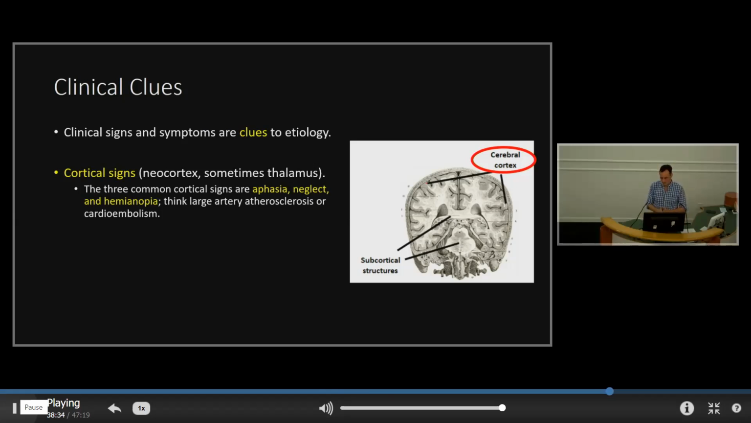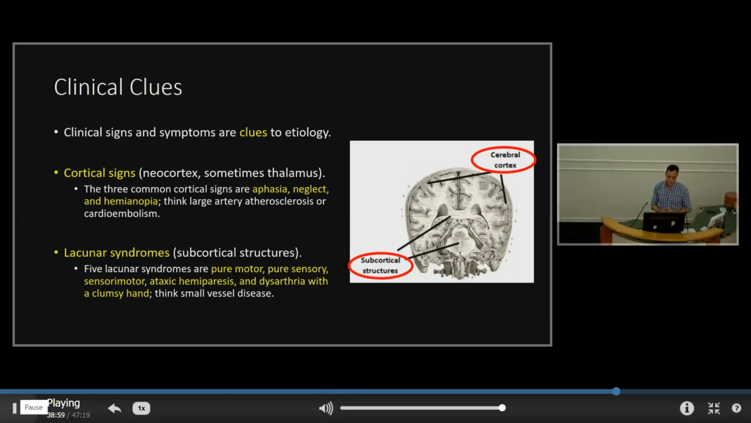And the 3 most common cortical signs are aphasia, particularly with a left cerebral hemisphere stroke, neglect, particularly with a right cerebral hemisphere stroke, and hemianopia, which is very common with occipital lobe stroke. So if you have these cortical signs, automatically you're probably looking at large artery atherosclerosis, like a carotid plaque or something, as the source, or cardioembolism, usually atrial fibrillation.